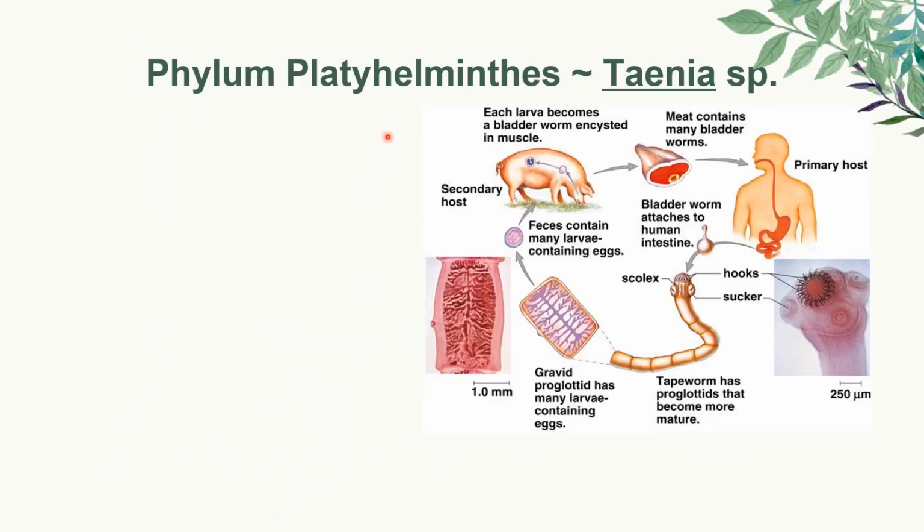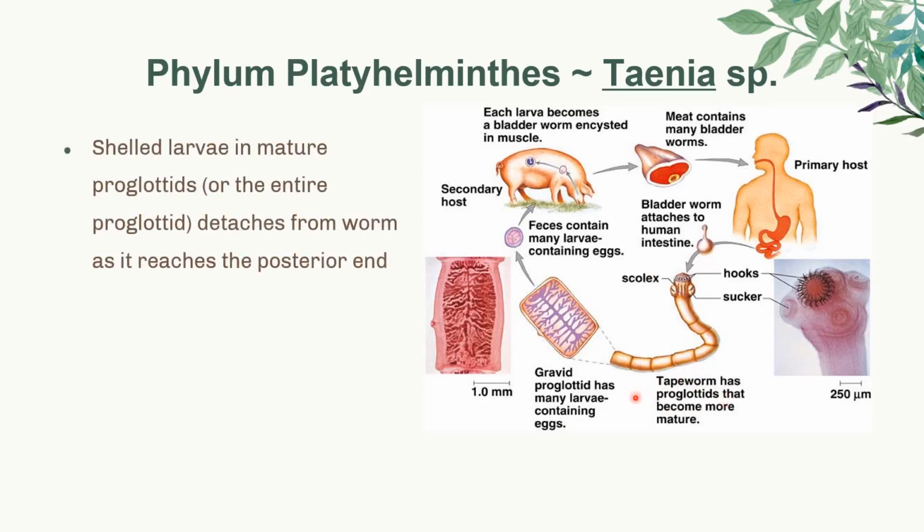This diagram shows the life cycle of the Taenia species. Let's look at the primary host, which is the human. Inside the human small intestine lives the mature tapeworm, which has proglottids. It will eventually mature, and each individual proglottid contains the shelled larva. Because they are segmented, the proglottid can detach itself from the main worm and move to the posterior end of the primary host, the human, where it will be released into the environment through the feces.